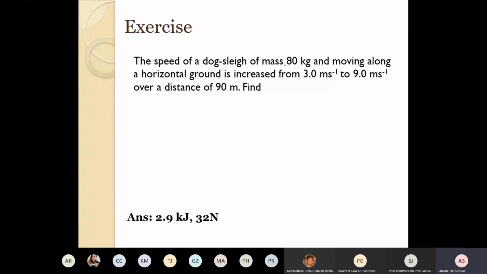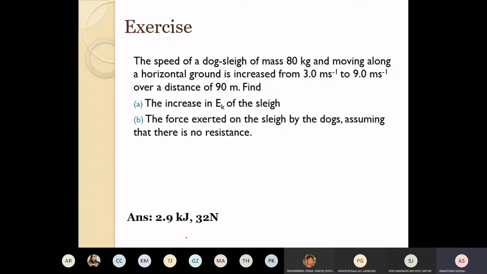The speed of a dog sleigh of 80 kilogram moving along a horizontal ground is increased from 3 to 9 meter per second over a distance of 90 meter. Find the increase in kinetic energy. So what is the increase in the kinetic energy? The work done by the force. So the increase in kinetic energy in this case is just half mv squared minus half mu squared. Okay. So half m, you put 9 and you put 3 squared. So you get 2.9 kilojoule.